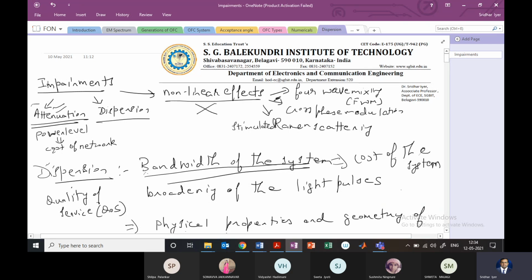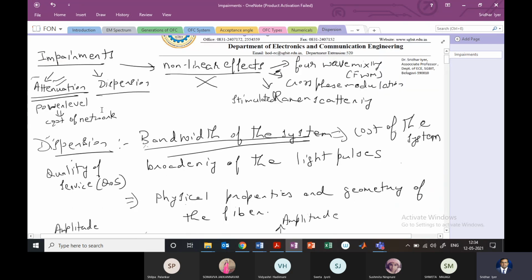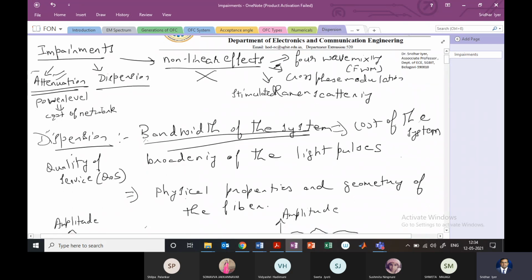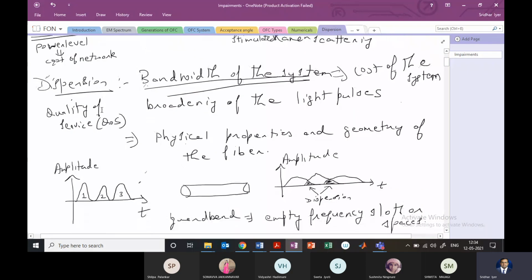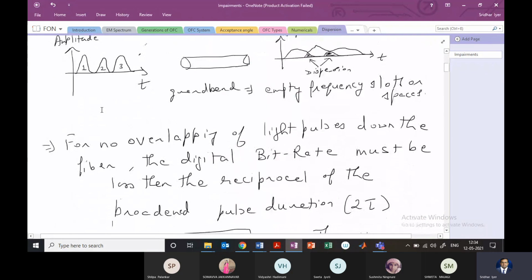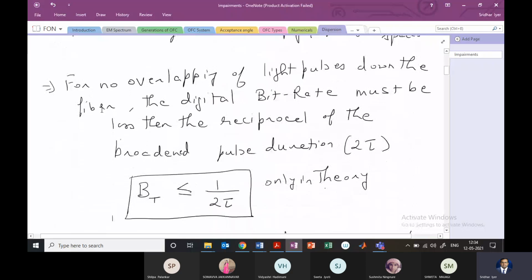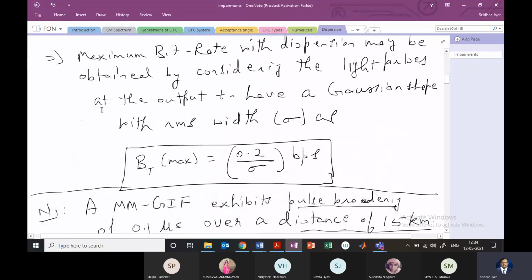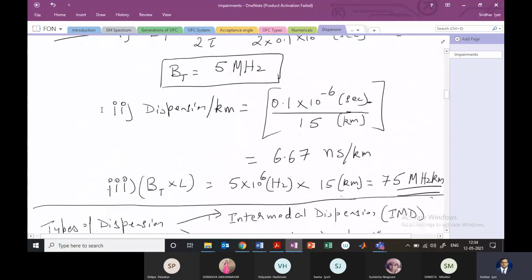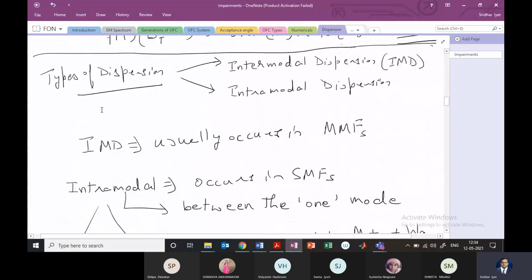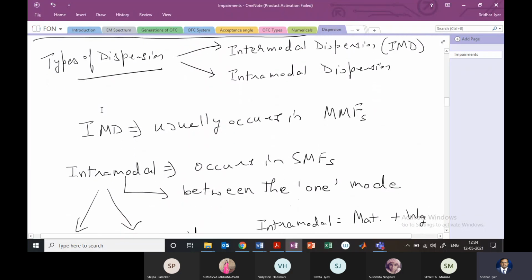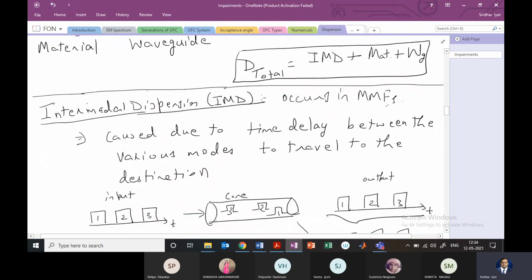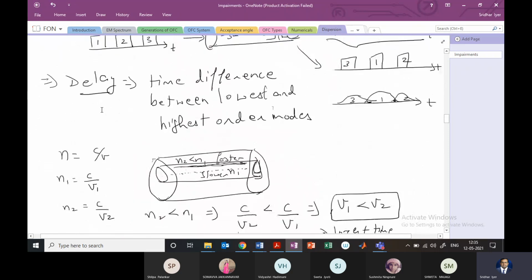You can see on the screen that we had started with dispersion. We understood how dispersion affects the bandwidth of the system and how it will affect the quality of the service. Then we discussed how it is related to the broadening and the maximum bit rate that we can get. We solved numericals based on that. We discussed the types of dispersion: intermodal, which occurs mostly in multimode fibers, and intramodal, which occurs in single mode fibers. Then yesterday we derived the equation for the intermodal dispersion.